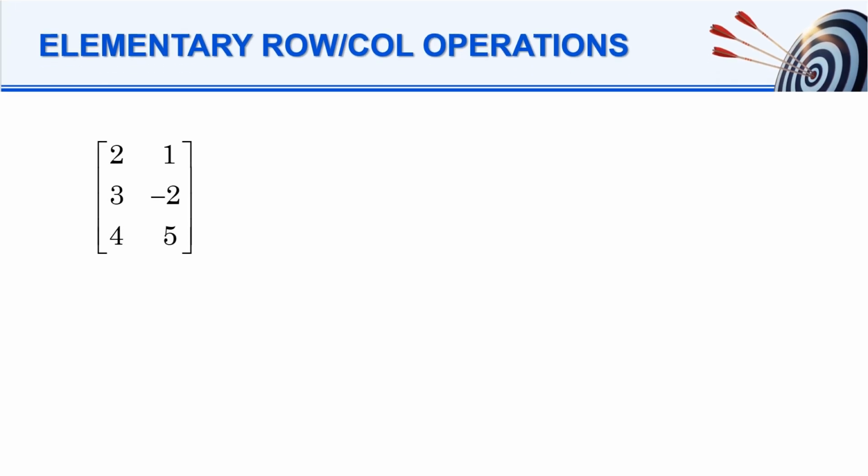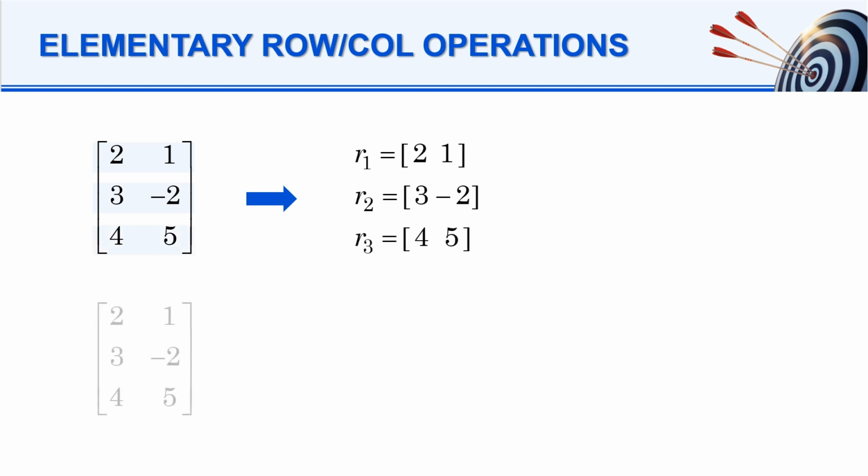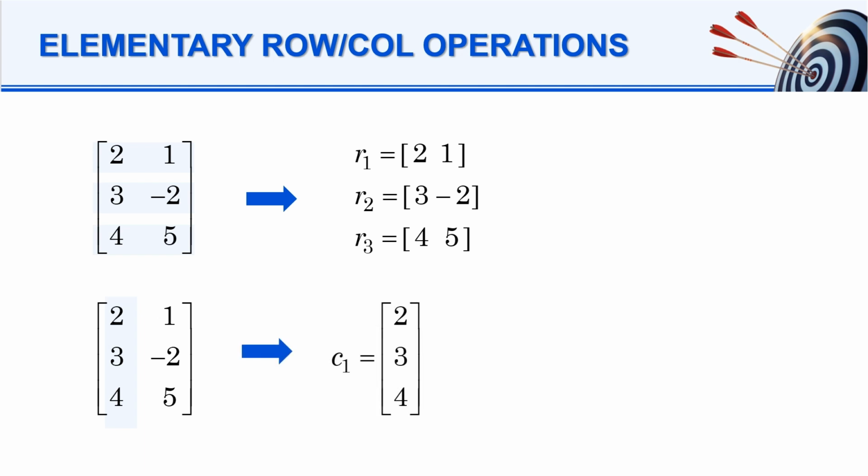Consider a 3x2 matrix, which has 3 rows represented by R1, R2, and R3. It has 2 columns, which are denoted by C1 and C2. We use these notations to describe row or column operations.